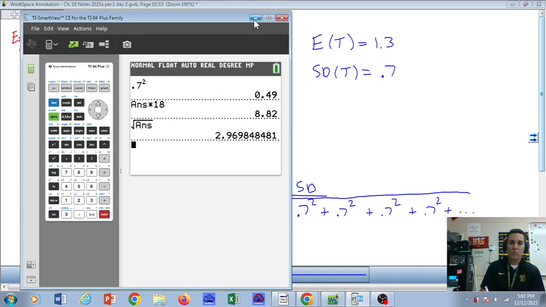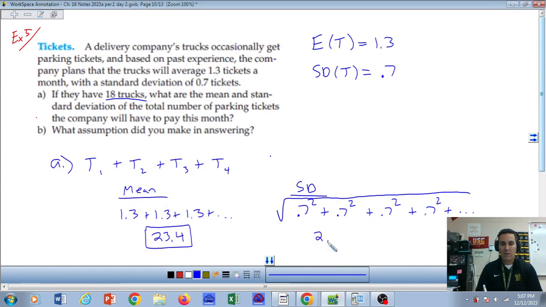So 2.97 is our standard deviation. 2.97 tickets. So the middle of all the 18 trucks is going to be about 23 tickets for your whole fleet, but the standard deviation of your whole fleet is about 3 tickets basically. So, some months you may hit 26, some months you may hit 20. It gives you some idea of how much this is going to cost you if you own this company.